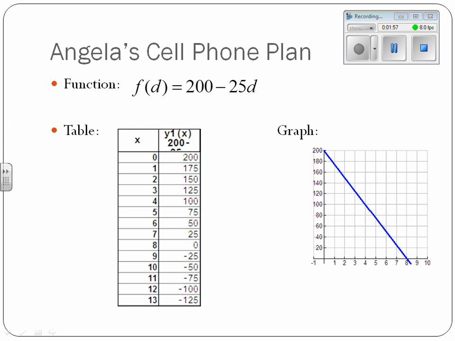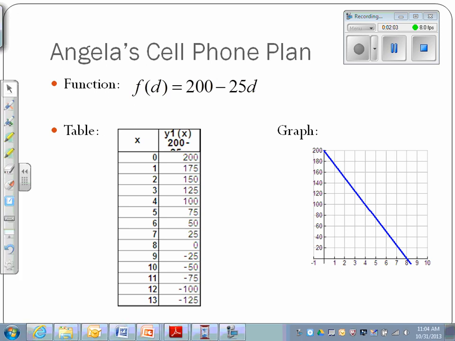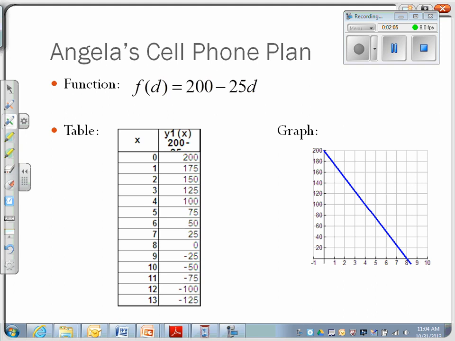So the question we were asked was, when will she run out of minutes? So it's possible for us to see that in a number of ways. One of the ways we can see that is right here on our table. Here's where she runs out of minutes after 8 days have gone by. We can also see that on the graph. Here's where she runs out of minutes on the 8th day. That's when she has no more minutes left to talk.